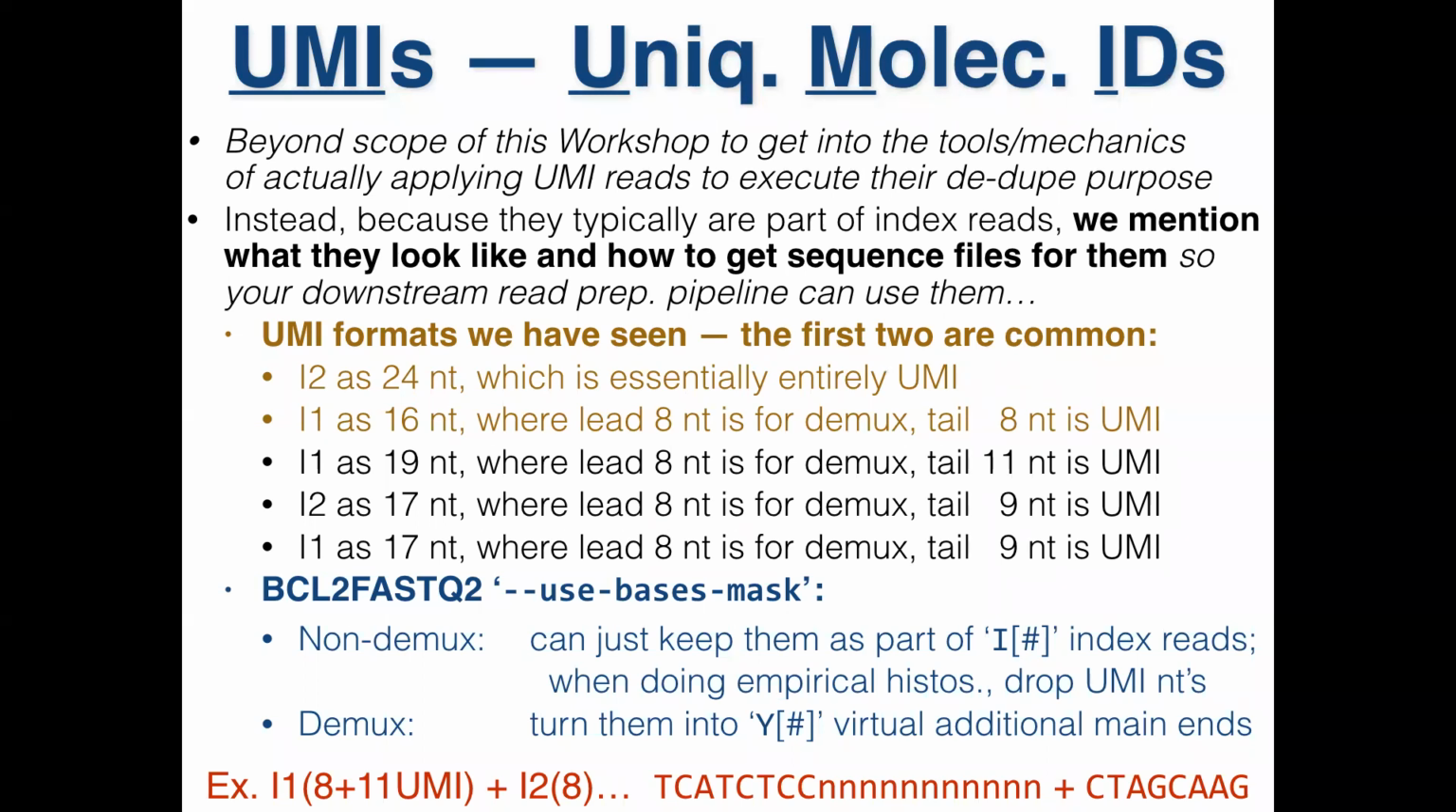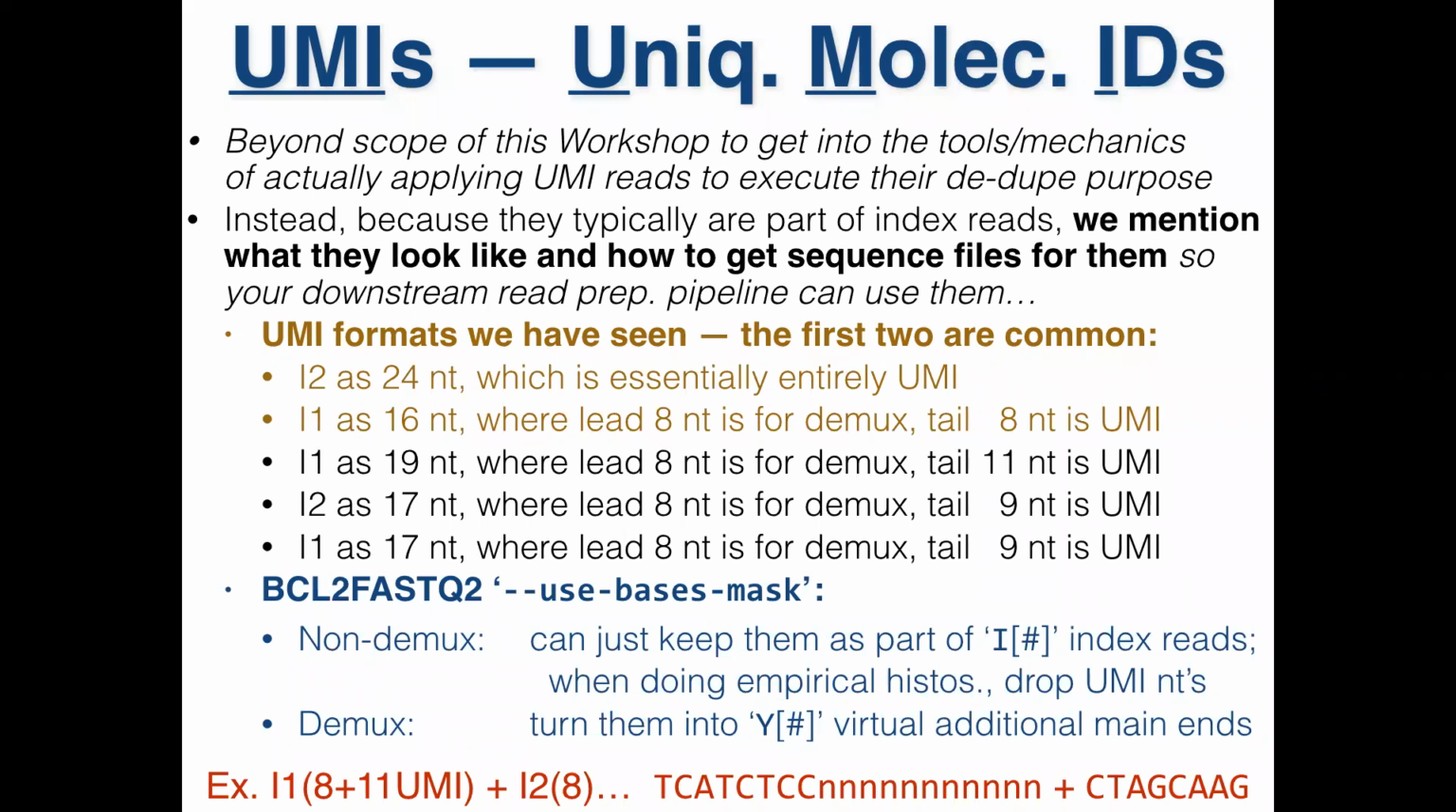So let's take one of these that's half and half. The second one is I16, which is 8 plus 8 UMI. At the non-demux stage, you might have had that as I16. Well, now at the demux stage, that has to turn into I8, Y8. So that means the first 8 is an I, and it participates as part of how the demux index is put together. And then that Y8 on the back says, don't throw those bases away, but treat them as another read, like a virtual read.